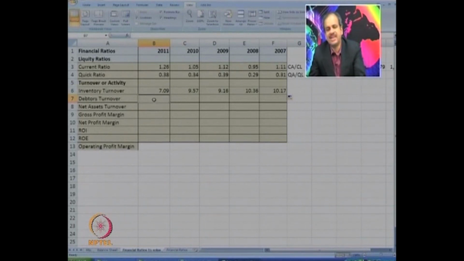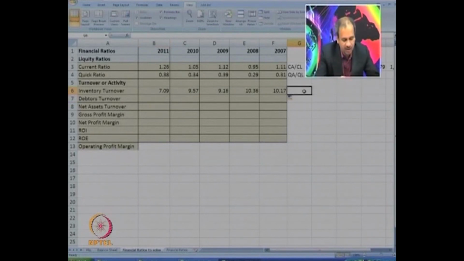Now, let us do the sales turnover of debtors. So, what was the formula of inventory turnover? I will just write the formula for your benefit. So, it is sales upon inventory. Now, what is the formula for debtors turnover? It is similar. Here it is sales upon debtors.